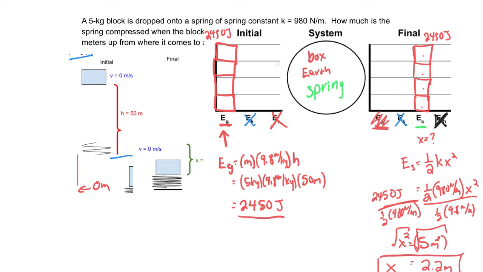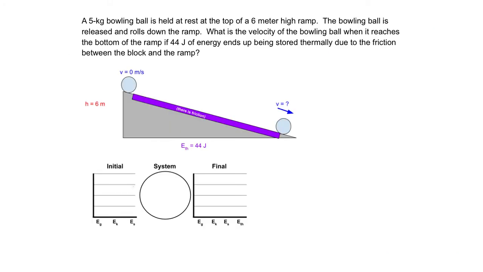Okay, so that's one example of an LOL diagram problem. Okay, time for our second example. This example is going to have to do with using the thermally stored energy column.